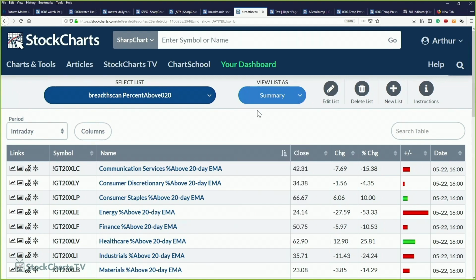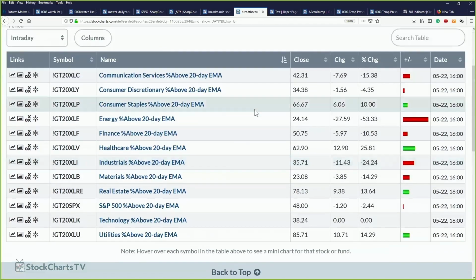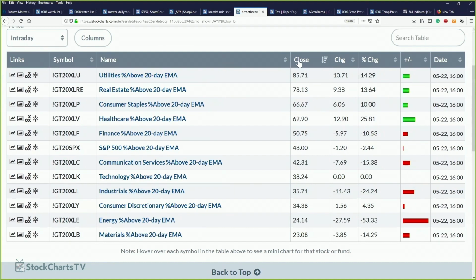And I've got summary format. So once you have summary format, you can sort. And you can click the column heading to sort. And I would like to sort by the close. So I've got a top-down sort, and I've got the strongest short-term indicator setting values at the top. So 85% of stocks in the utilities SPDR are above their 20-day EMA. Utilities are by far the strongest sector, and they also are the strongest sector long-term, as I'll see with this percentage above the 200-day EMA.